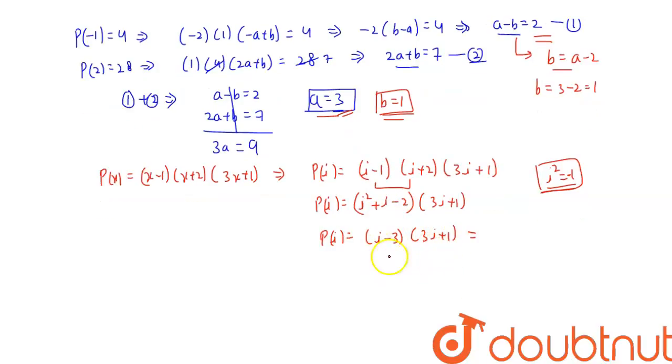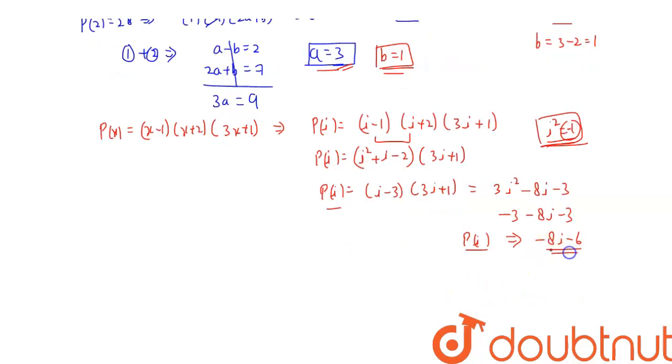So now we are again going to calculate the p of i from this expression, and we get i into 3i, that is 3i square. And here we have i minus 9i, that is minus 8i. And here we have minus 3 into 1, that is minus 3. Now again we put i square as minus 1 here, and we get minus 3 minus 8i minus 3. And on solving this, we get the value of p of i as minus 8i minus 6. So we have got our p of i as an imaginary number.